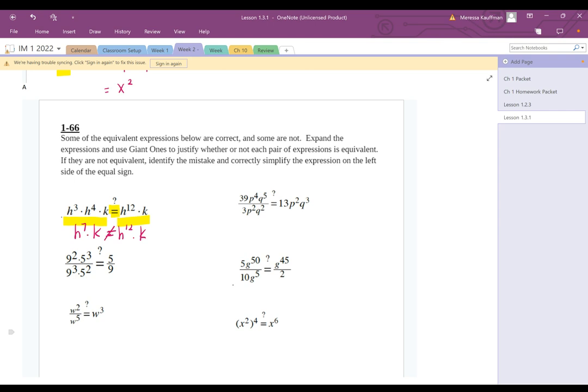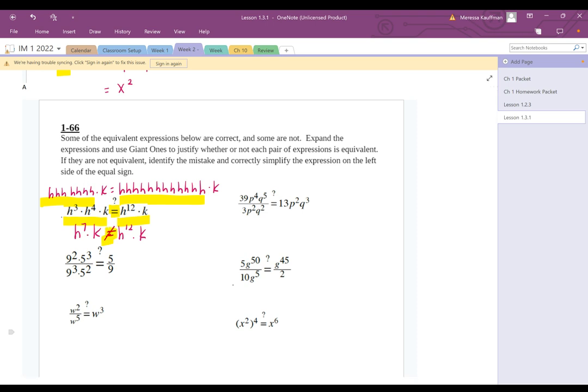All right, so you're going to do that with all of these. Now, this says to expand it. So if you're not sure, you're not seeing it, we can expand it out. 1, 2, 3, 1, 2, 3, 4, and then k. And this is 12. 1, 2, 3, 4, 5, 6, 7, 8, 9, 10, 11, 12, and then 1k. Are those equivalent? Hopefully you can physically see that this side is much shorter than this side, so they are not equivalent.